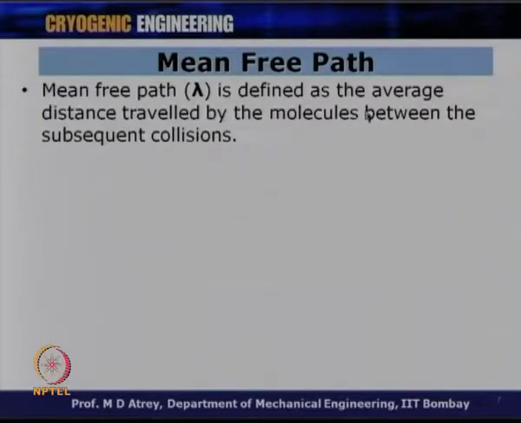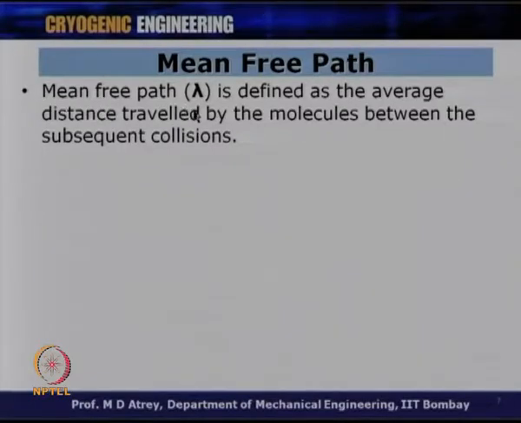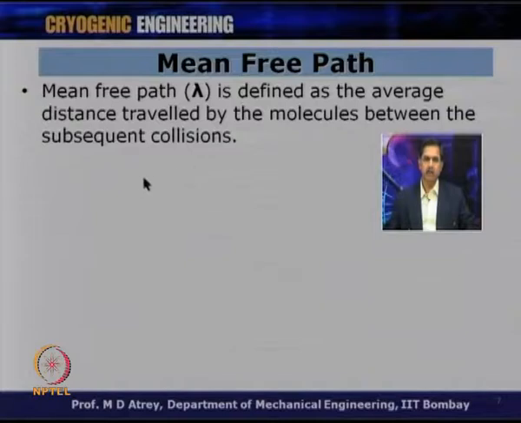Mean free path is defined as the average distance travelled by the molecules between the subsequent collisions. That means, from one collision to the second collision, whatever distance it travels is called the mean free path. And as you know, as you go on reducing the pressure, the number of molecules will be getting reduced, and therefore, the path between two collisions will start increasing. As the pressure gets lowered to a very low level, molecular collisions may stop and the molecule may hit the walls directly. In that case, that is the maximum mean free path possible.